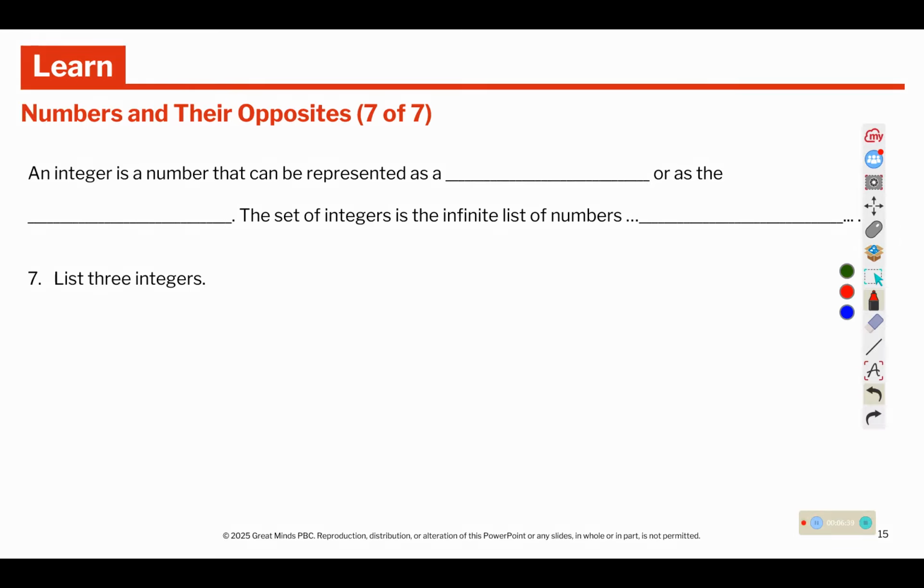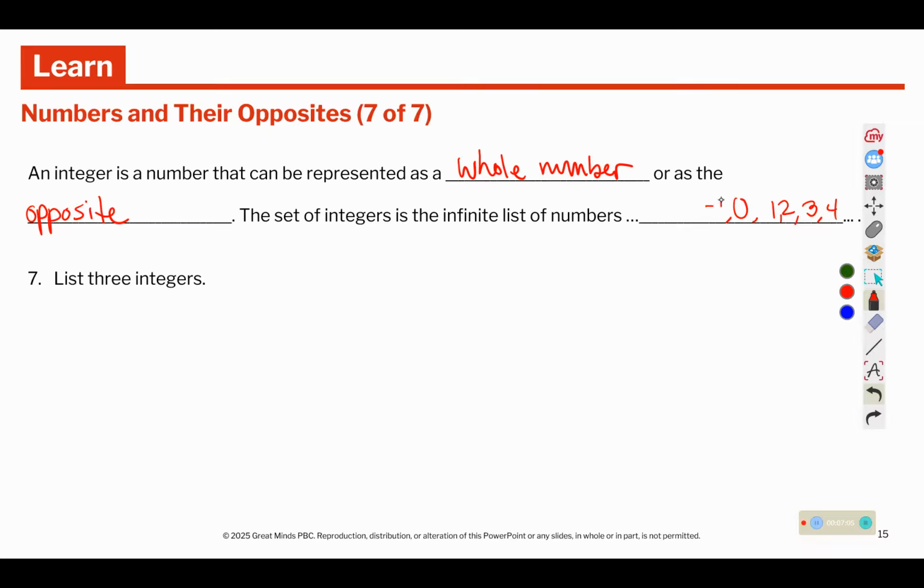So we need to fill in the blanks here. An integer is a number that can be represented as a whole number or as the opposite of a whole number. The set of integers is the infinite list of numbers. And so then it's asking us for just a little bit of the list.